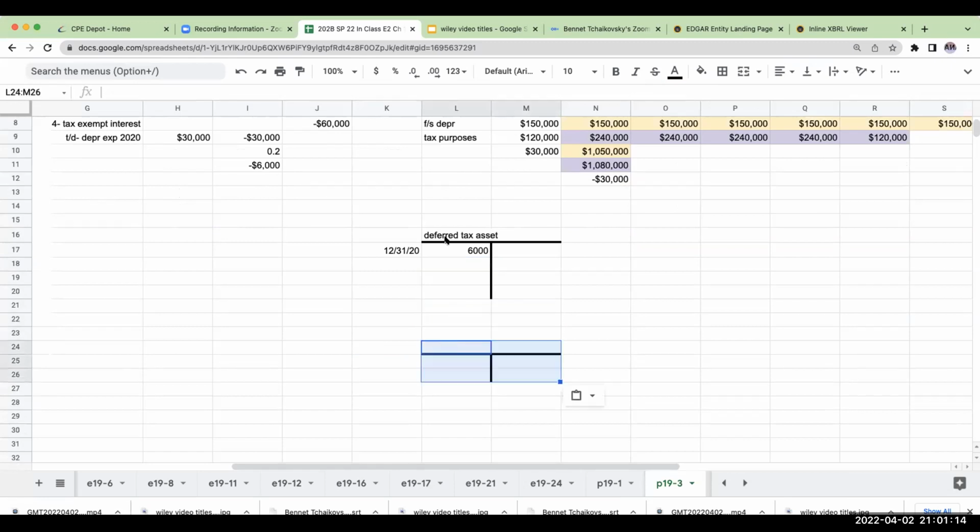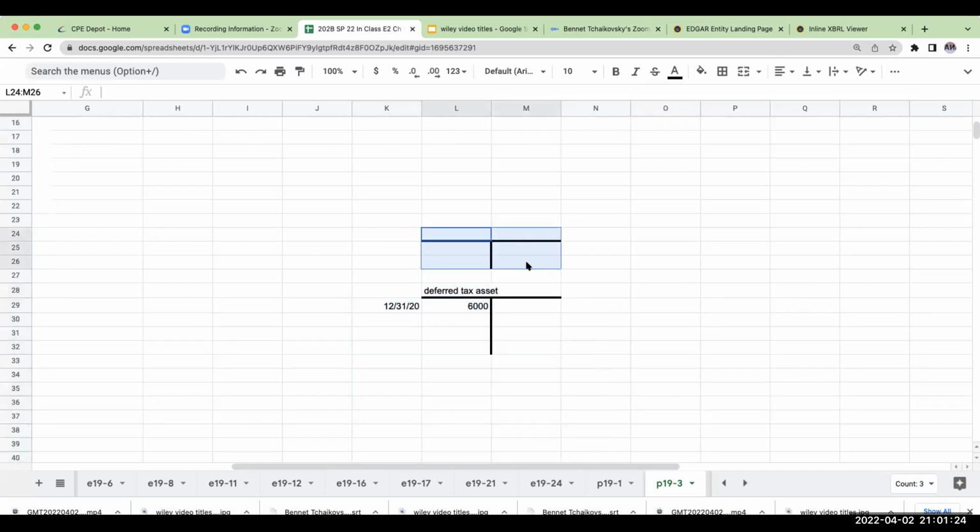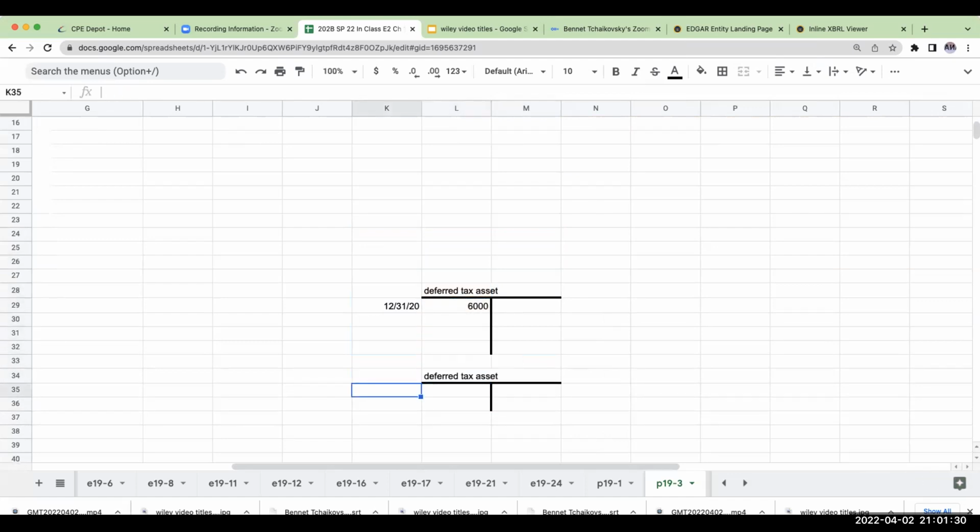And this is what's going to be on my books. Now, deferred tax asset, this is going to stay with me, right? I'm not going to be getting rid of this. This is an asset account. It is sitting on my books. What happens with this deferred tax asset is that the following year, on 1/1/21, this amount is going to carry forward.